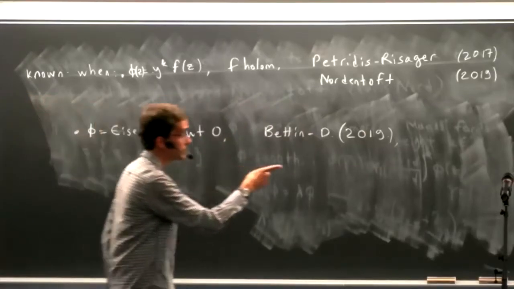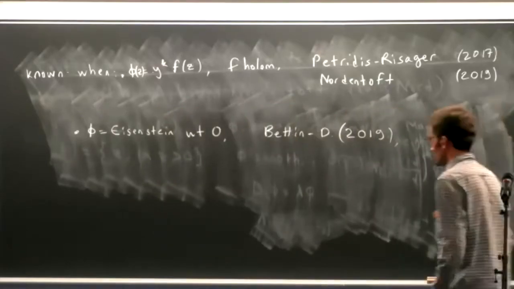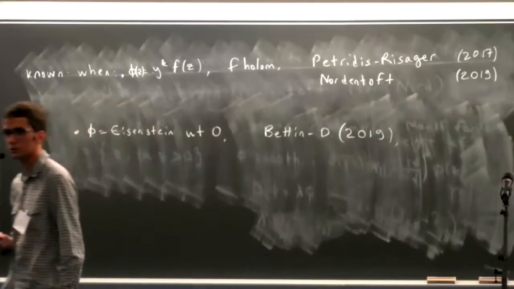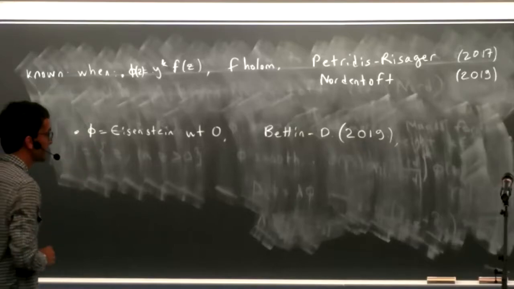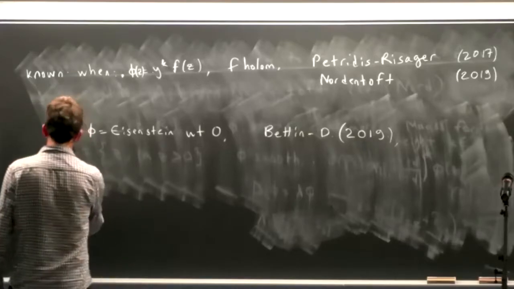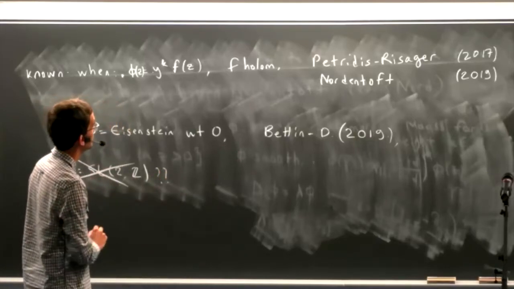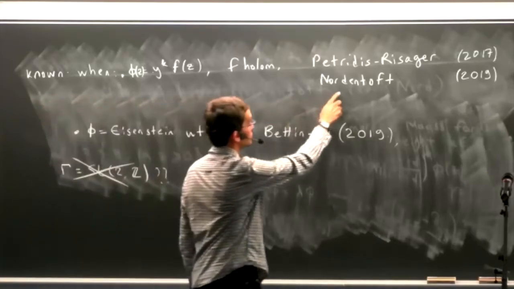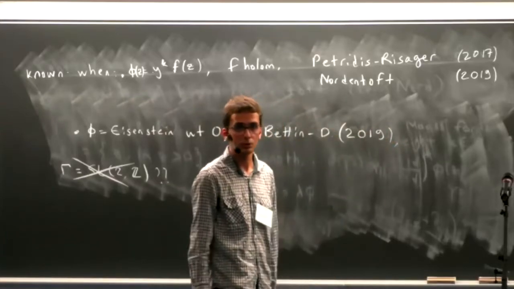So the limitation that phi is cuspidal is irrelevant. I mean, we can work with phi not cuspidal. It just changes the statement in a more complicated way, so I don't want to do that. But the limitation that gamma is SL2Z is more interesting. It should be true without this condition, simply because Petridis-Risager and Nordentoft have a statement for any gamma. So it should be true for any gamma.